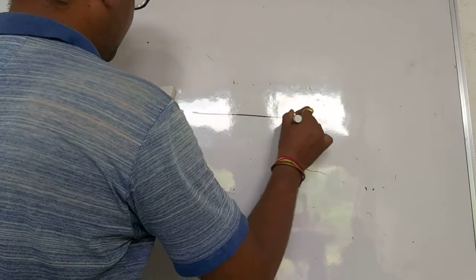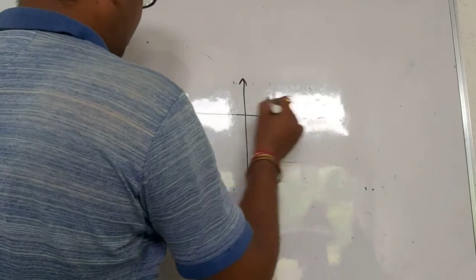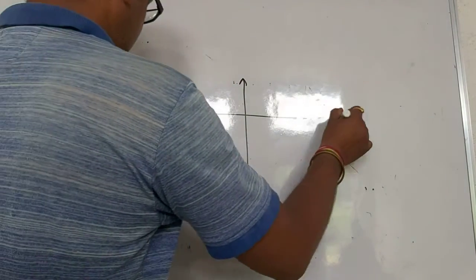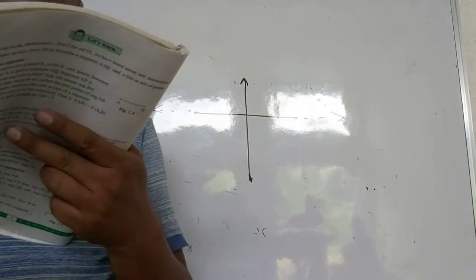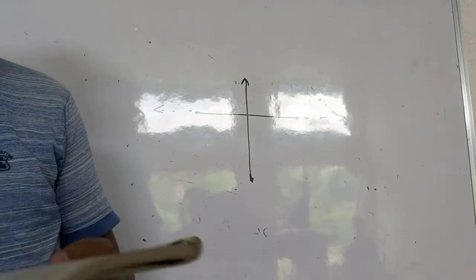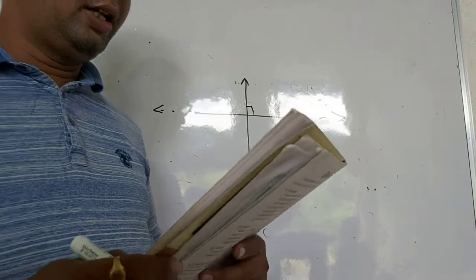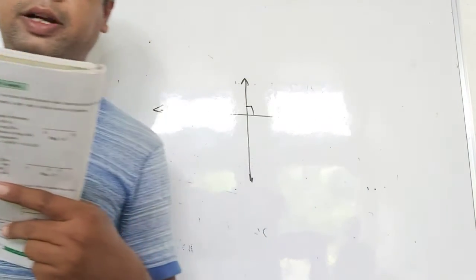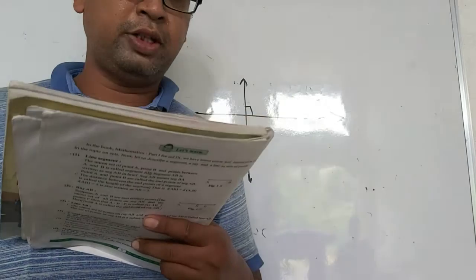Here one figure is given to you. Now see, if the lines containing two segments, two rays or a ray and a segment are perpendicular to each other, perpendicular means 90 degrees, then the two segments, two rays or the segment and the ray are said to be perpendicular to each other.